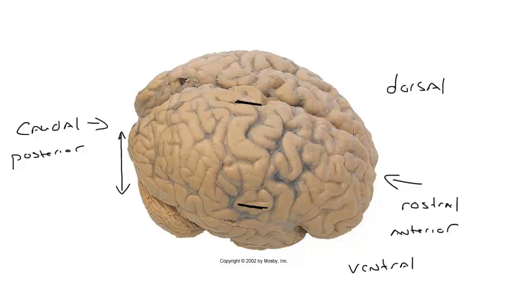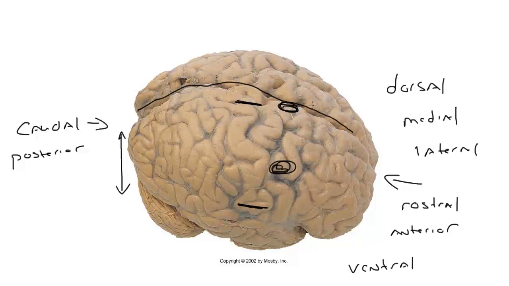Then you'll notice the brain is bilaterally symmetric, so this transverse fissure here separates the brain into right and left hemispheres. Anything that's closer to the midline, sitting right in here, is called medial. And anything that's out away from the midline, say out here, is called lateral. So as we move away from midline, we go from medial to lateral.